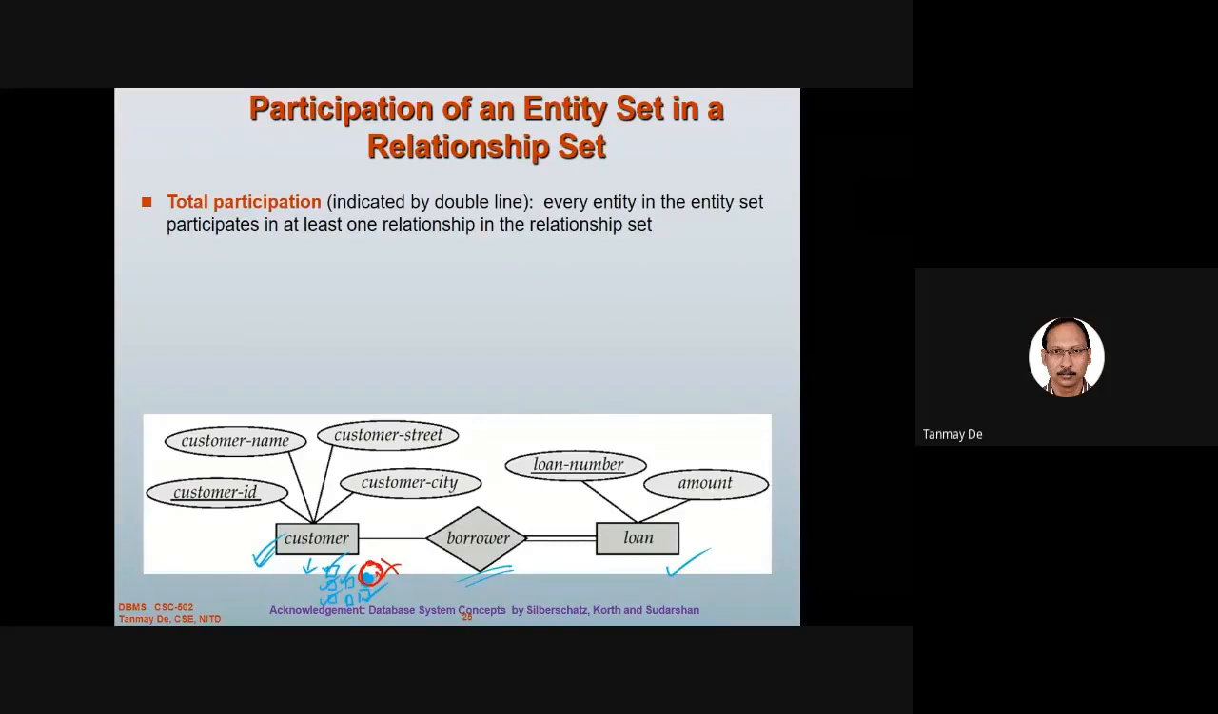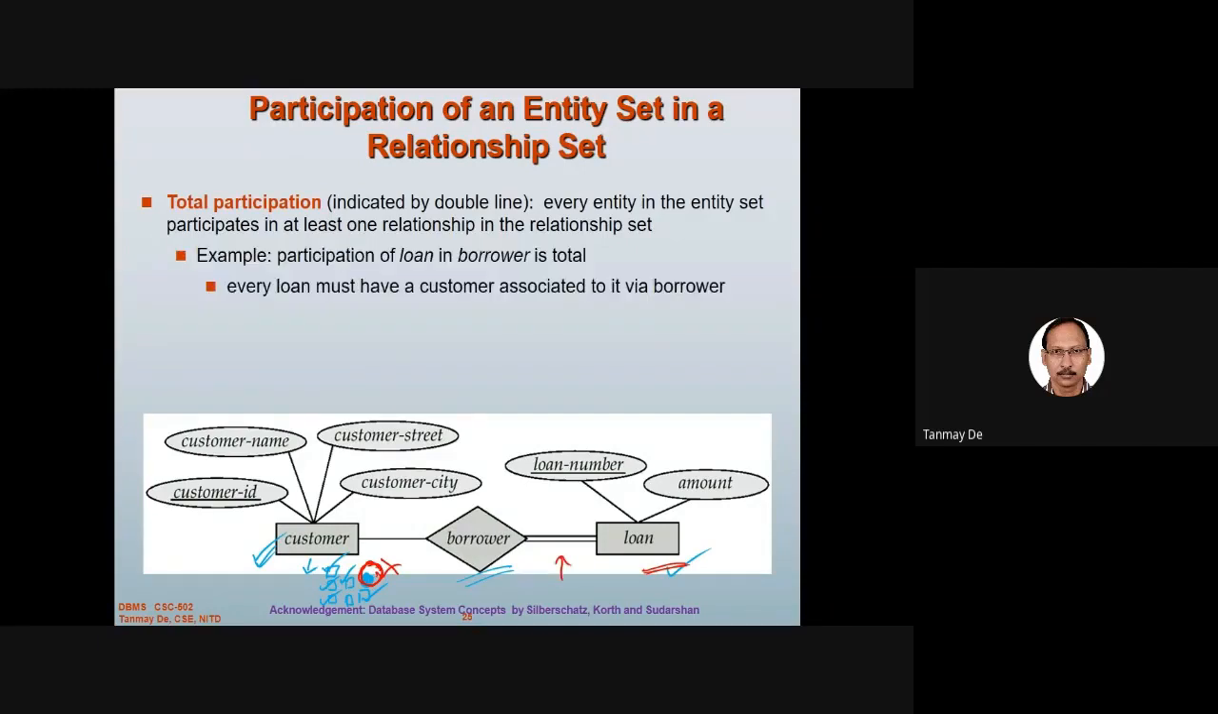So what is the meaning of that? In that case, the participation of the customer entity is called partial, whereas the participation of the loan entities in the borrower relation is total, and that is reflected by this double line. Okay, that is the example: participation of loan in the borrower is total, because every loan must have a customer associated via the borrower relation.